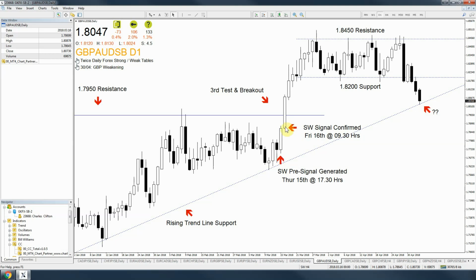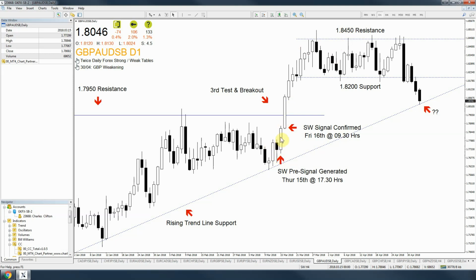But what I'm going to show you is how we managed to get in on this bar here and ride a 500 pip move straight through the 179.50 resistance on a third test breakout, right the way through to the 184.50 resistance point up here, at which point the market turned back against us. I'm going to show you exactly how our tables gave us the entry and the exit for this particular trade setup.